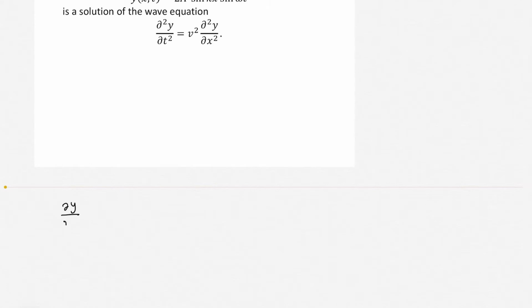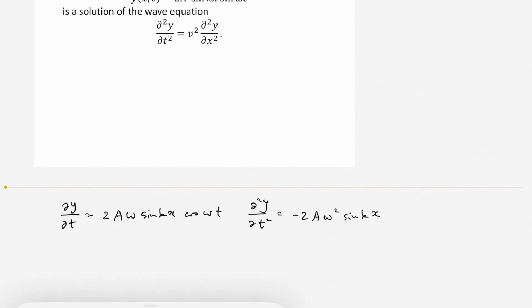The partial derivative of y with respect to t becomes 2a omega sin kx cos omega t. The second derivative is minus 2a omega squared sin kx sin omega t. This is the second derivative.